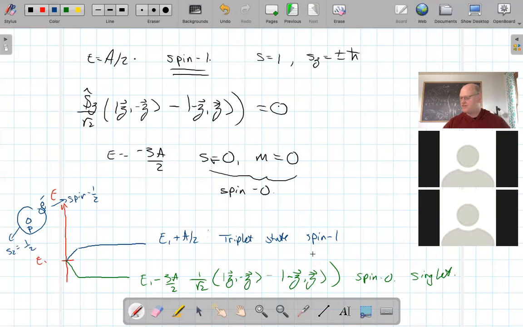Okay, so the addition of these spin states will give you different spin states, which correspond to the addition or the subtraction of the spins themselves.